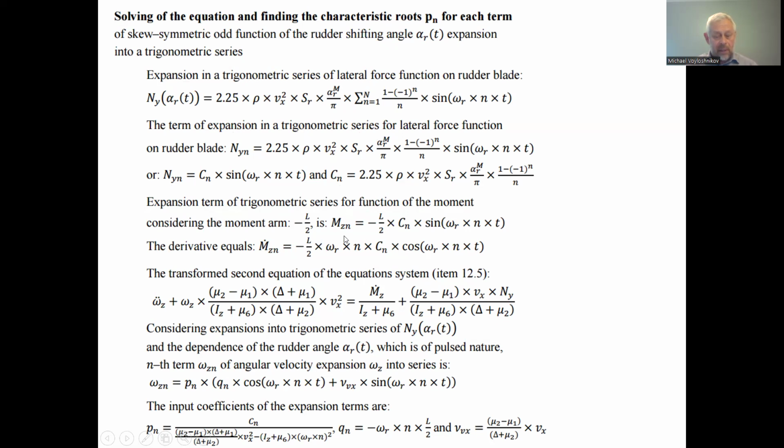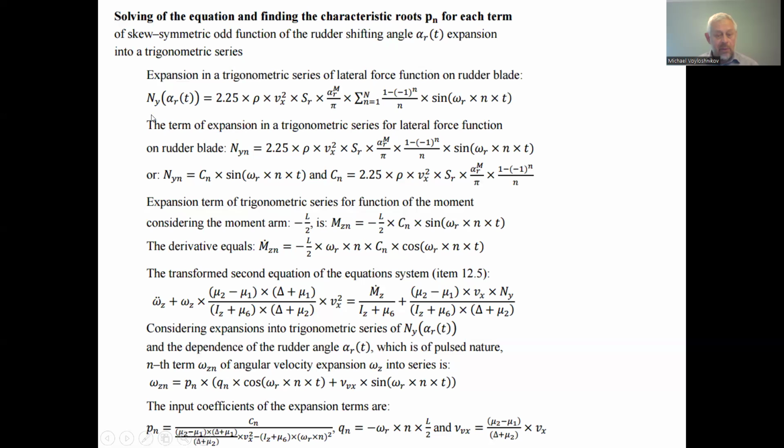And as well, we have the turning moment as an expansion. Naturally, the turning moment has an impulse nature because the rudder shifting has an impulse nature. And the first derivative has an impulse nature as well. These are periodic functions, but instead of that, we use these expansions into the trigonometric Fourier series. We can next substitute all this into the equation.